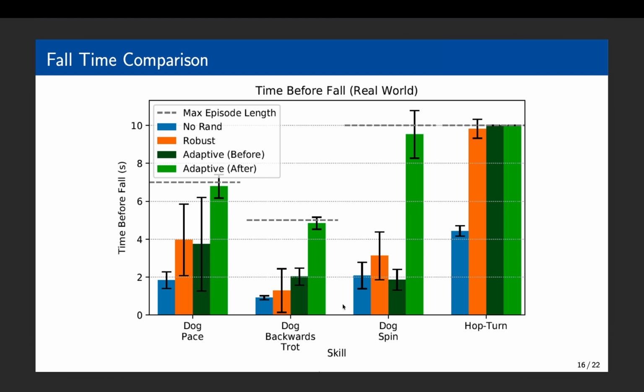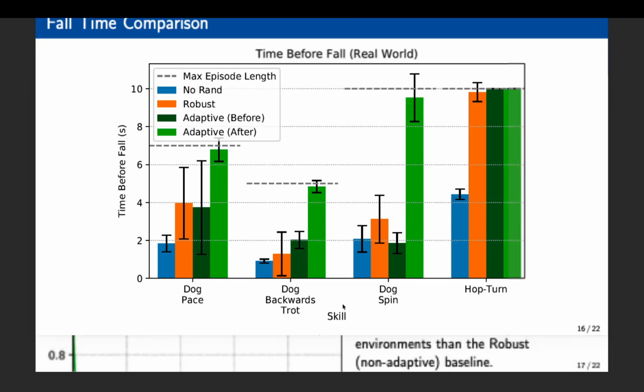The non-adaptive policies fall much earlier on dynamic skills. This directly illustrates why adaptation matters. A policy that is merely robust to simulated variation is still not robust enough for real-world deployment on agile behavior.